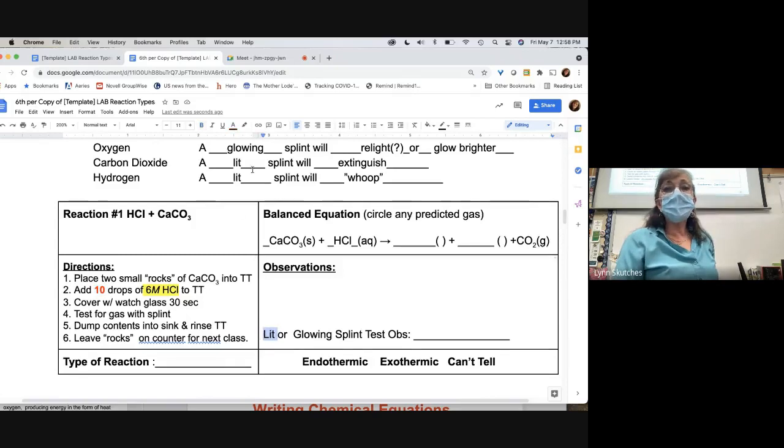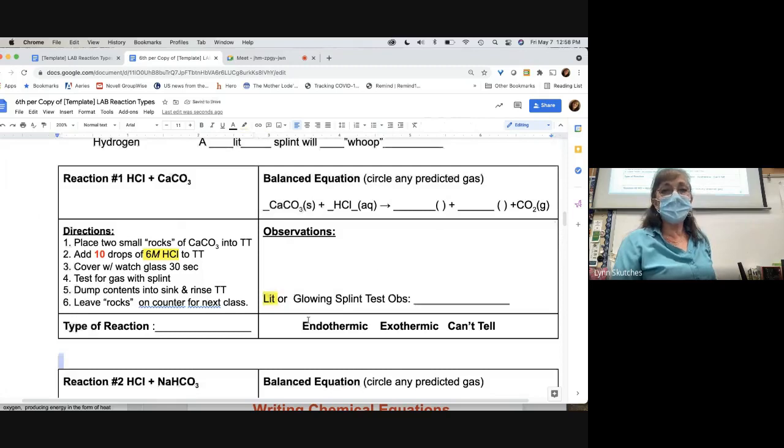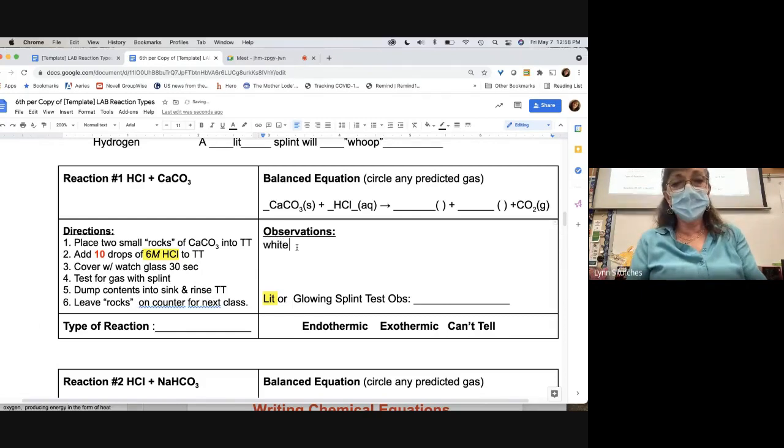So we're using a lit splint. Circle it if you have paper. And remember to make observations before, during, and after. So before, you're going to have white rocks. You're going to have a clear liquid, clear acid, clear colorless HCl. While it's going, it's going to make bubbles. Why is it making bubbles? It's making carbon dioxide. The carbonate and the acid react. And so some bubbles come off.